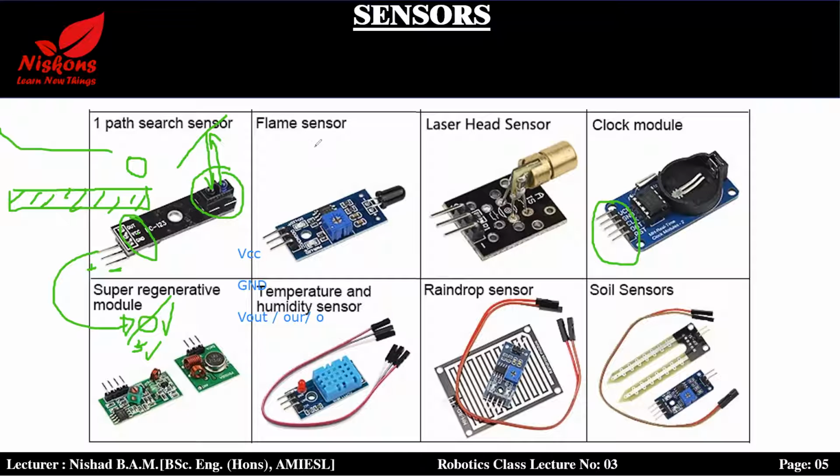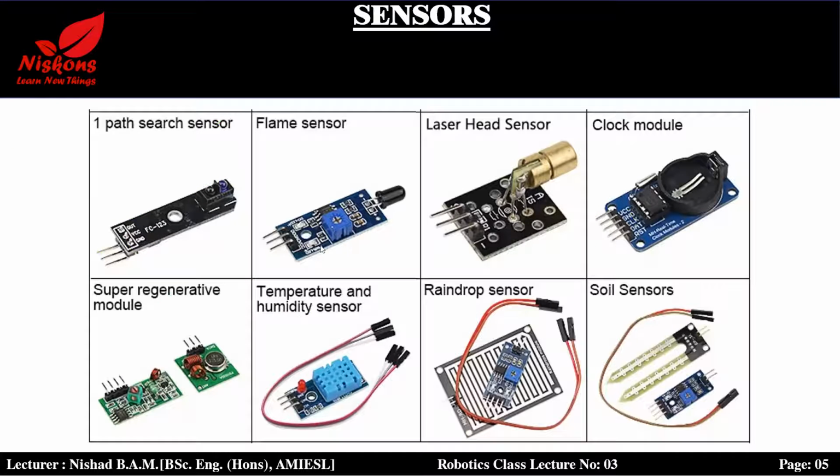We have a flame sensor. The flame sensor is used to detect fire. If there is any fire, the sensor will detect it and give an electrical current. Next we have the laser head sensor. This sensor sends a laser signal. If any object cuts its laser spotlight, the sensor will detect the position, at how much distance the object is detected. Those kinds of things can be detected by this sensor.